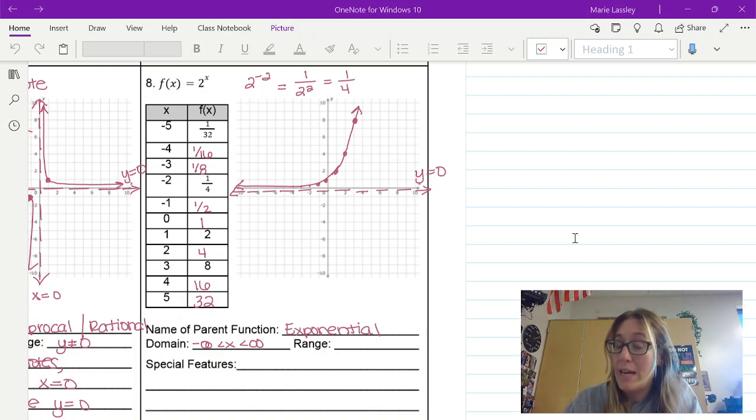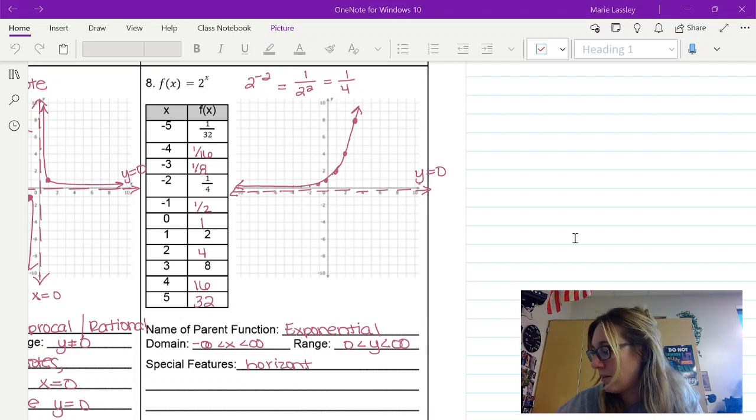However, your range is never going to dip below the x-axis. It's never going to be negative. So your range is going to be 0 to positive infinity. All right, now it's not 0 less than or equal to y, because you're never actually going to be equal to 0. You're going to be less than y. So just know that it's a less than, not less than or equal to. And special features, we have a horizontal asymptote at the line y equals 0. So we're never going to cross that barrier.